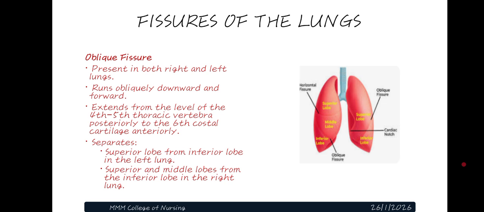Coming to the fissures of the lung, oblique fissure is present in both right and left lungs, runs obliquely downward and forward. It extends from the level of the fourth and fifth thoracic vertebra posteriorly to the sixth costal cartilage anteriorly. It separates the superior lobe from the inferior lobe in the left lung, and the superior and middle lobes from the inferior lobe in the right lung.